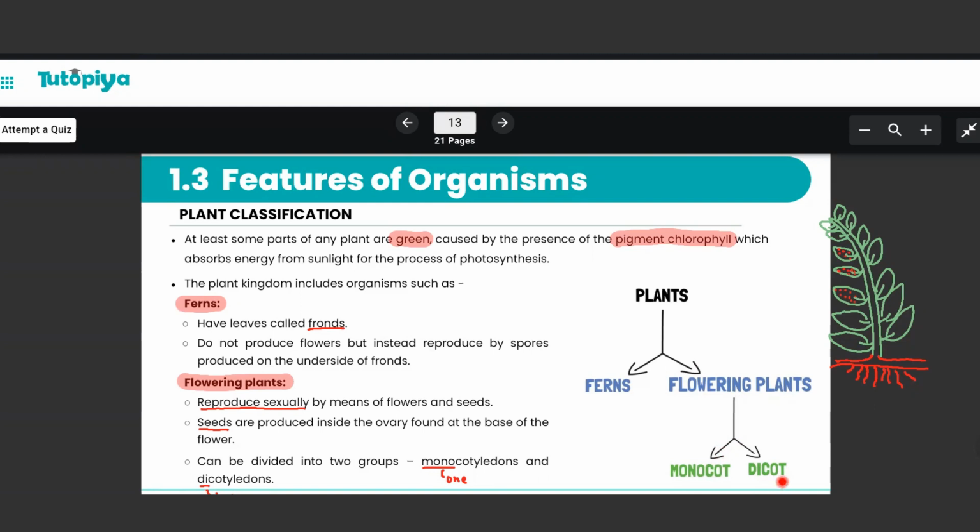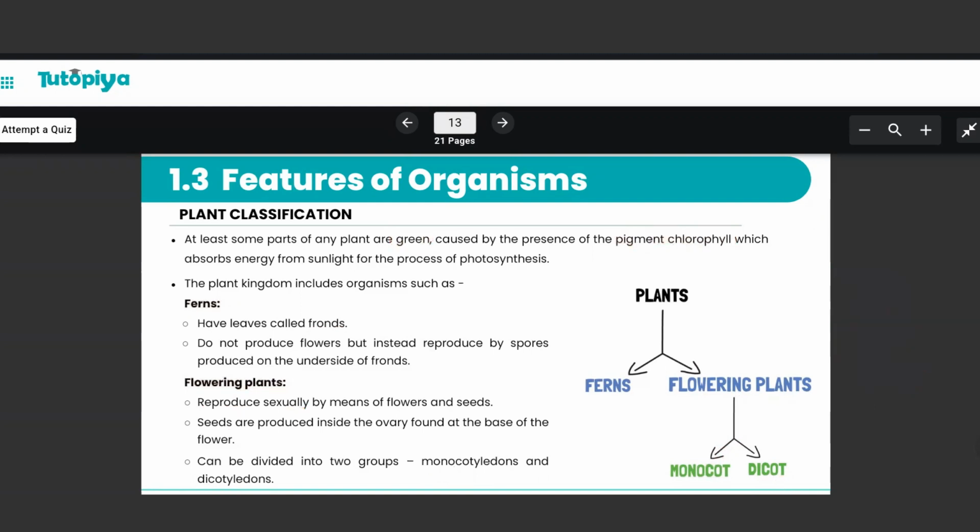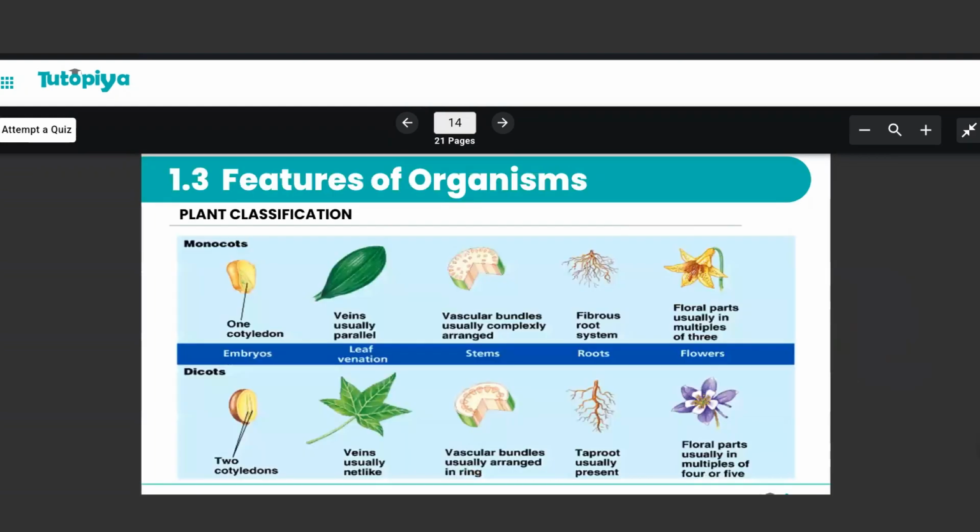So now let's take a look at the differences between the monocots and the dicots. As the name suggests, the distinctive difference between the monocots and the dicots is the fact that the monocots have one cotyledon within their seed, whereas the dicots have two cotyledons within their seed.